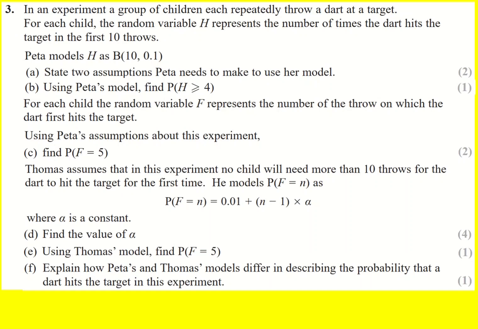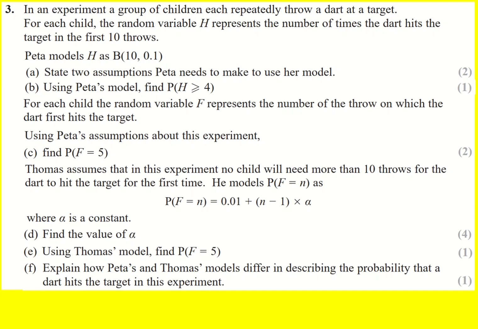In an experiment, a group of children each repeatedly throw a dart at a target. For each child, the random variable h represents the number of times the dart hits the target in the first 10 throws. And Peter models h using a binomial distribution: 10 trials, probability of success 0.1. Give two assumptions Peter needs to make for her model.